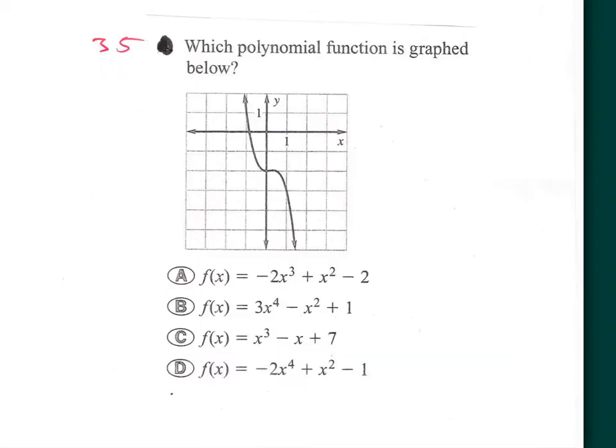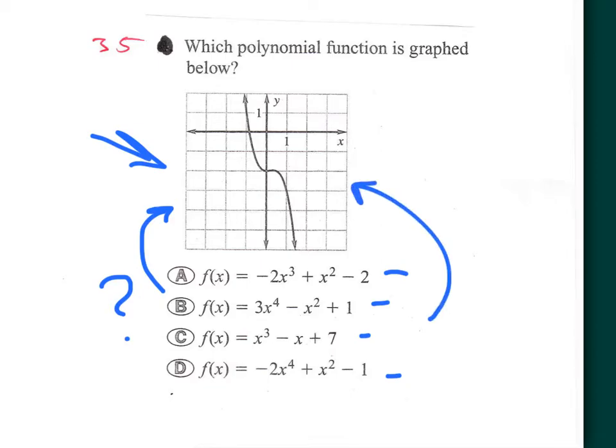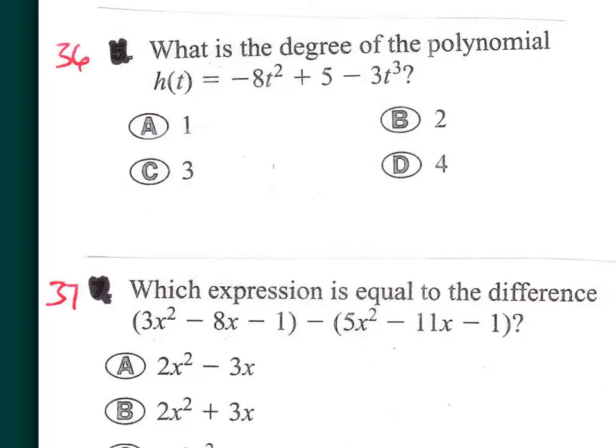Okay, number 35, which polynomial function is graphed below? So you've got to look at this graph right here and see which of these match up with this. Here's what I would do. I'd get on Desmos on your graphing calculator on the Chromebook and plug each one of these in and see which one looks like him right there. That's 35.